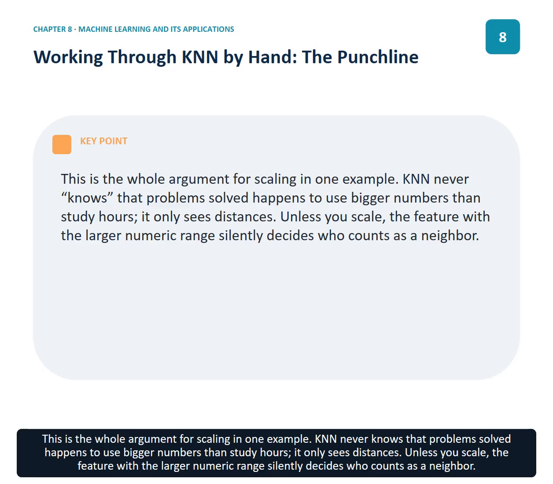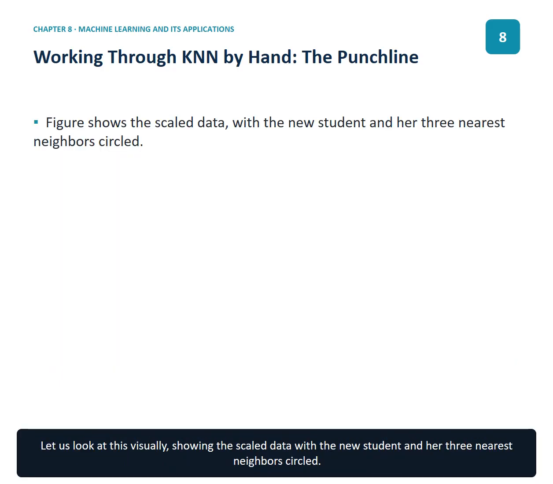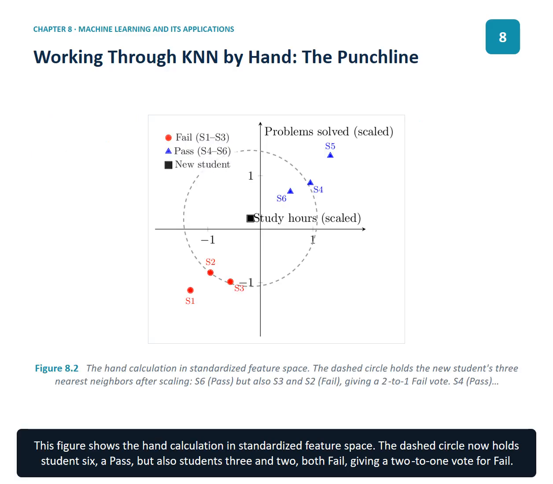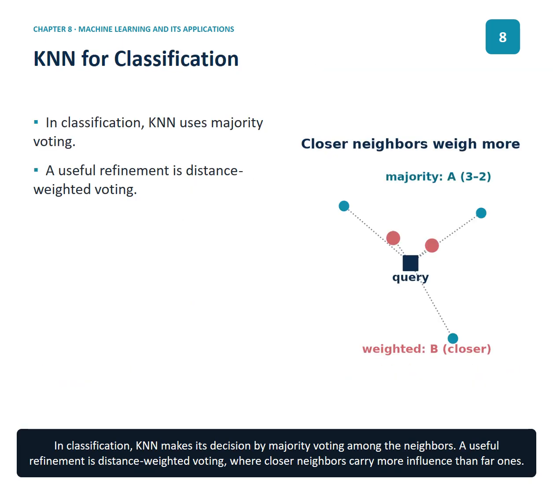Unless you scale, the feature with the larger numeric range silently decides who counts as a neighbor. Let us look at this visually, showing the scaled data with the new student and her 3 nearest neighbors circled. This figure shows the hand calculation in standardized feature space. The dashed circle now holds student 6, a pass, but also students 3 and 2, both fail, giving a 2-to-1 vote for fail. In classification, KNN makes its decision by majority voting among the neighbors.